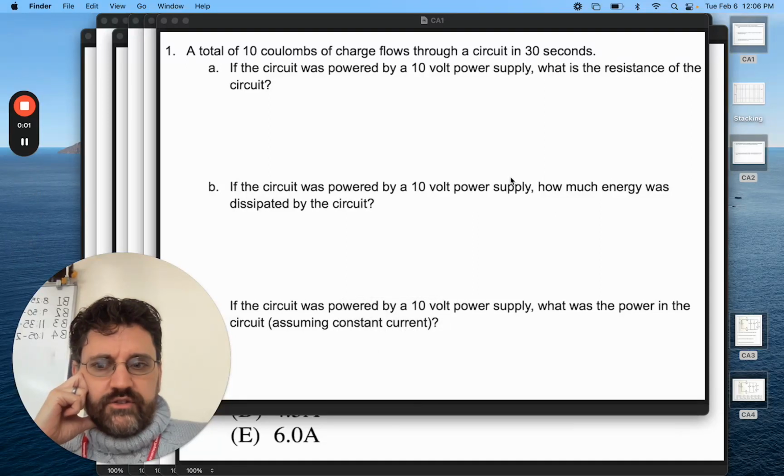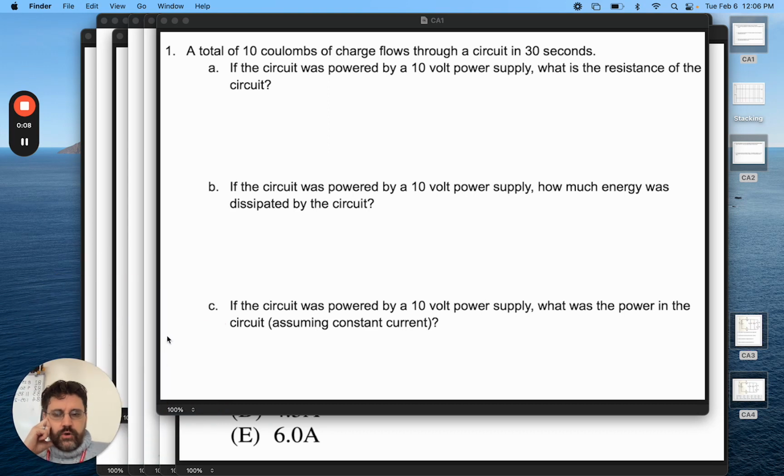Hey folks, let's go over the explanation to the solutions for this circuit's assessment. So first one says a total of 10 coulombs of charge flows through a circuit in 30 seconds. If the circuit was powered by a 10-volt power supply, what is the resistance of the circuit?